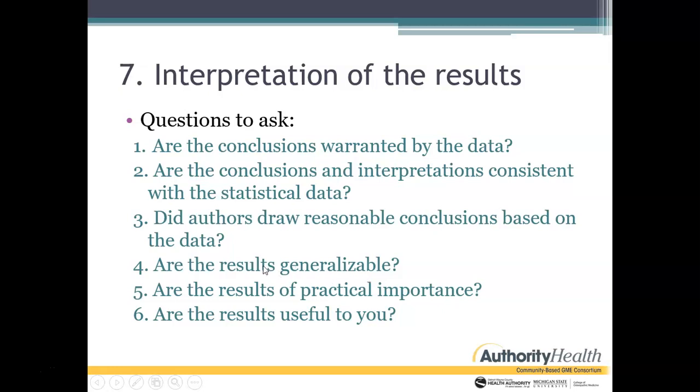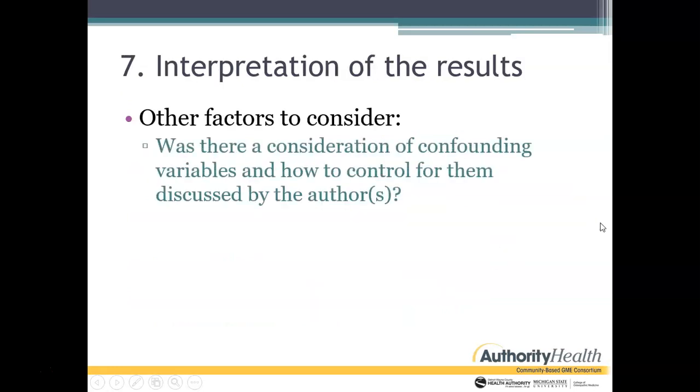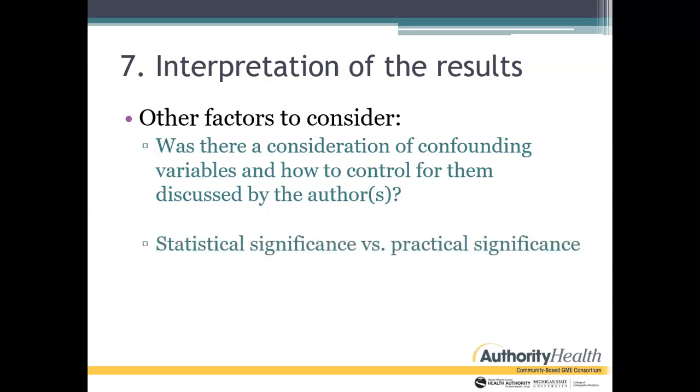It may be that parts of the study population are similar to yours, and then maybe it would be more practically important, but these are things we'll talk about. Other factors to consider, was there a consideration of confounding variables and how to control for them? If the study was set up where there were a ton of confounding variables and there was no mention of them and how they impacted the final results, that might be a weaker kind of study.